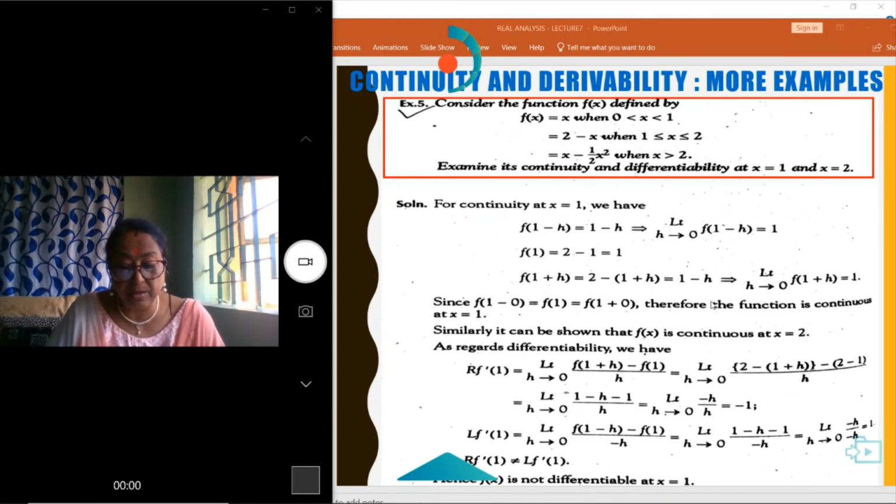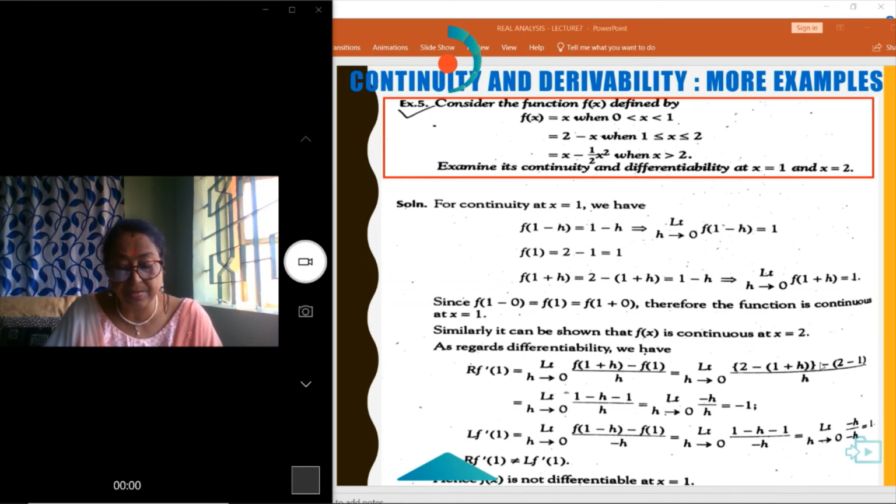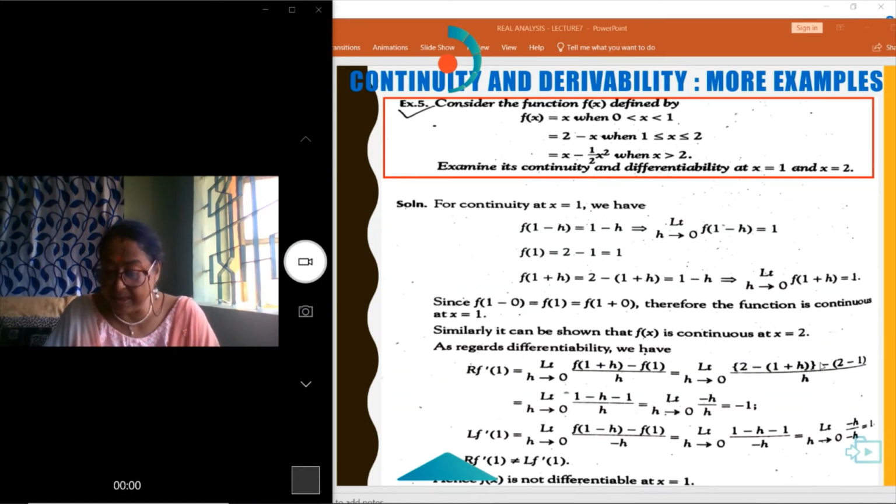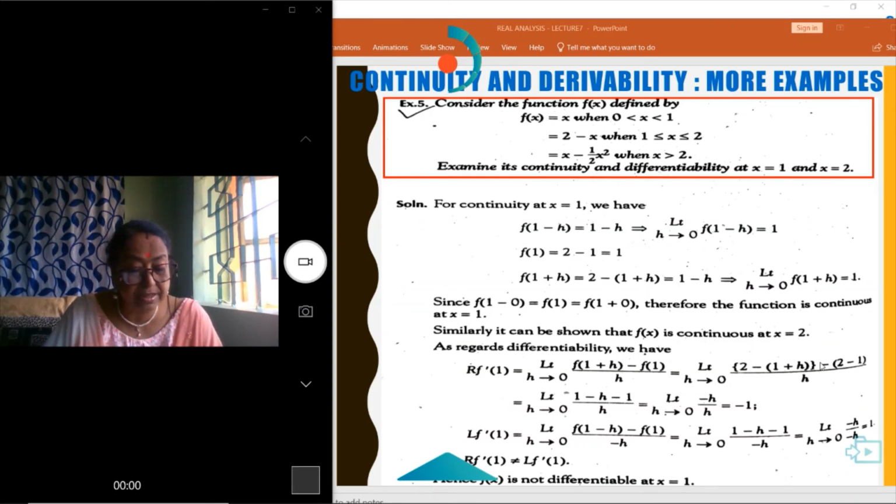Again, for the differentiability, to check the differentiability at Rf'(2), here Rf'(2), that is when x is greater than 2, 2 plus h, we have to take the third function as f(x), and then substituting these values, that is 2 plus h minus half (2 + h) the whole square, and so on, we get that is equal to minus 1.